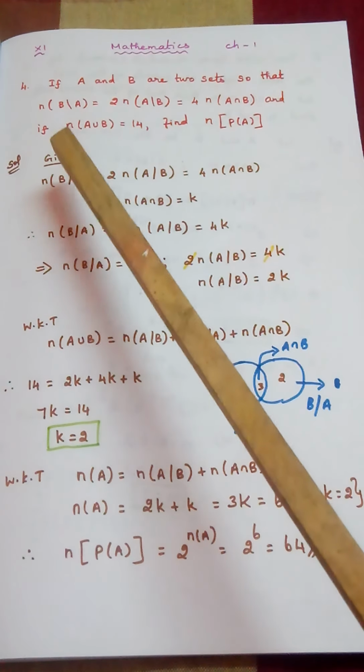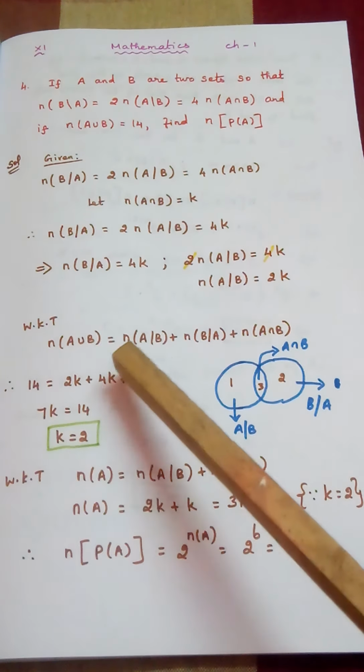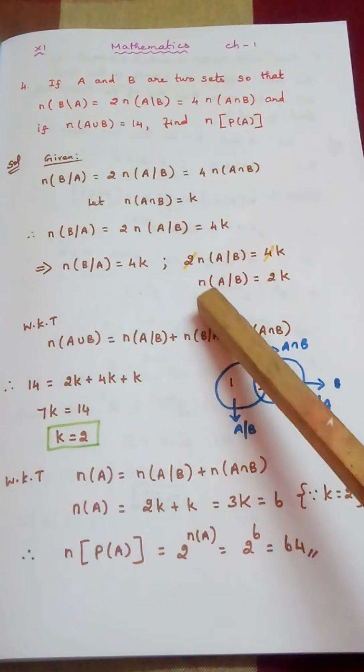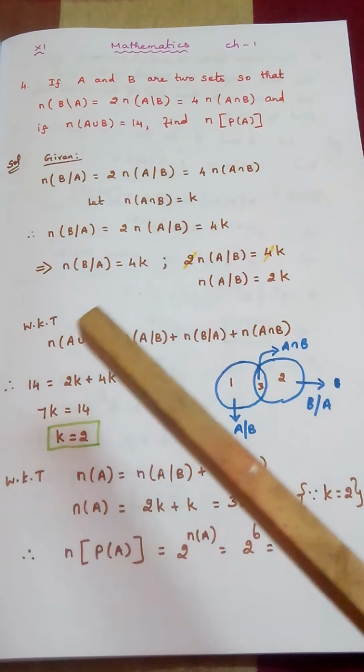Okay, now n(A ∪ B). See the question, n(A ∪ B) means 14. So 14 I have substituted here. n(A − B), what is n(A − B)? It is 2K. So 2K is present here.